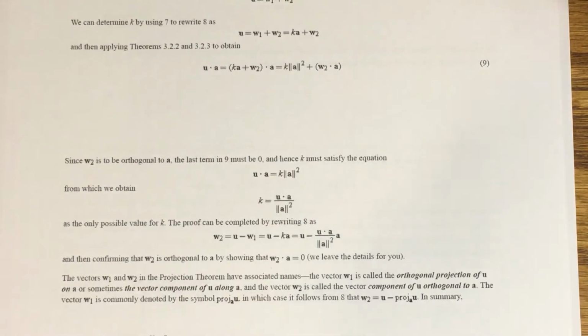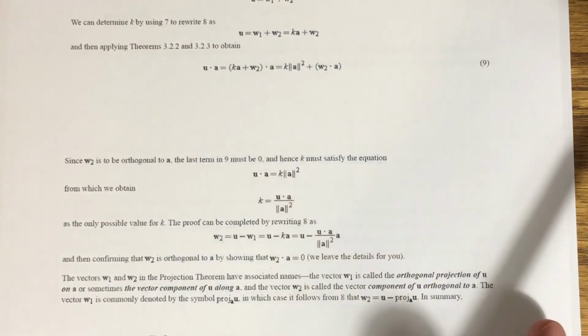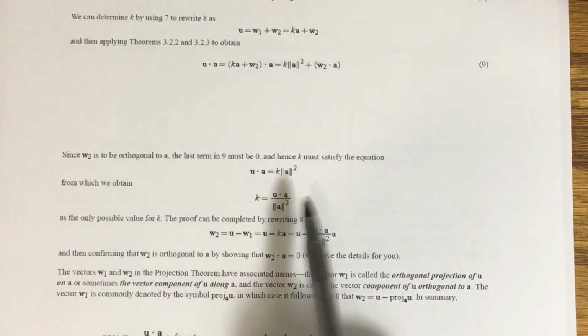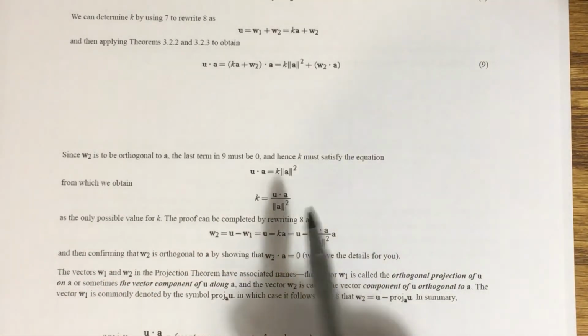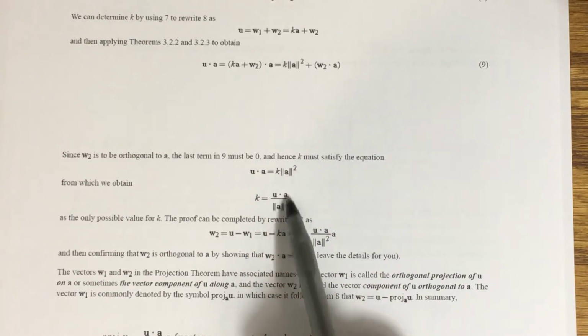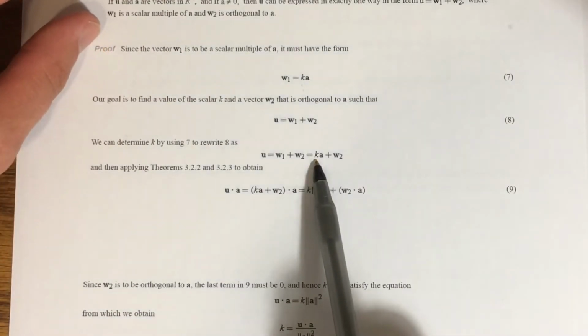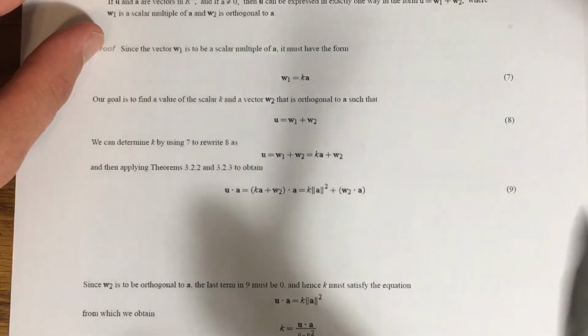This is kind of what we were looking for, because everything on the right side of that equal sign there would be known at the beginning of the problem. U and A are vectors that we are given, and the goal is to find the vectors W1 and W2. So you have everything you need to compute this. Now, where did K come from? K was the scalar multiple, or the scalar that we multiplied A by to create W1.